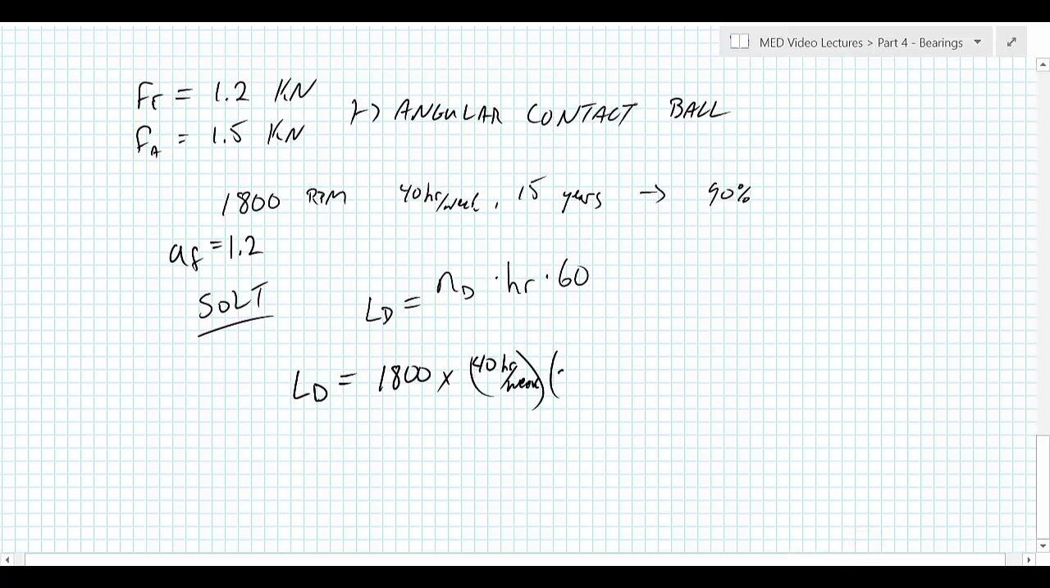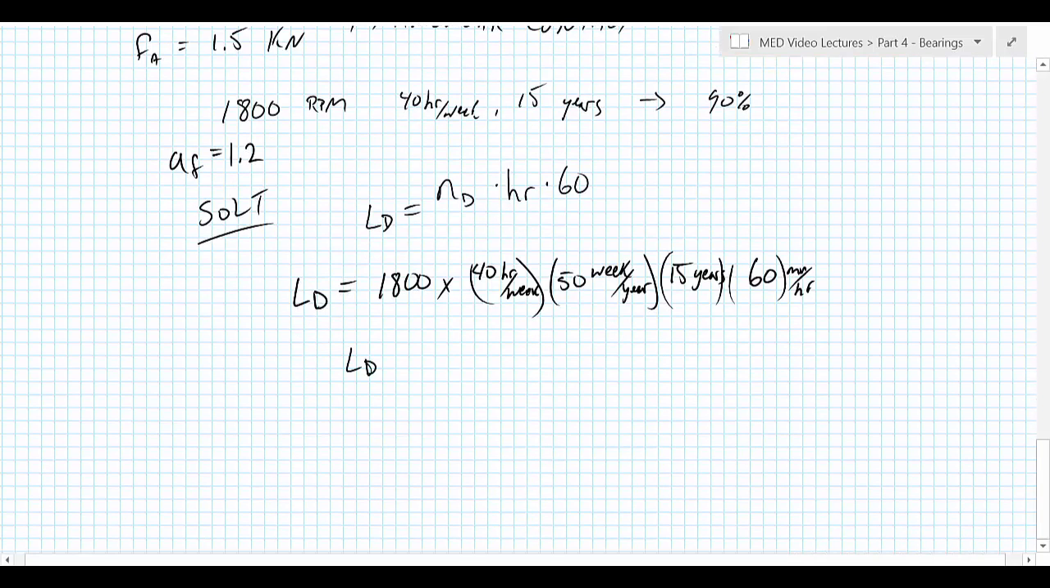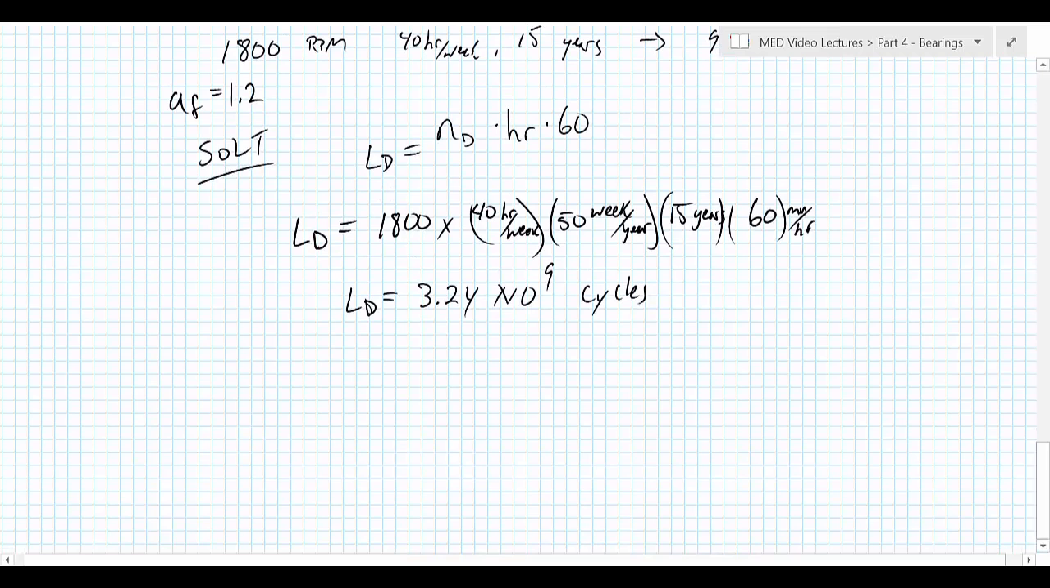There tends to be about 50 work weeks a year if you consider breaks and things like that. And we expect this thing to last for 15 years, but we want the revolutions in minutes. So there's 60 minutes in an hour. We can multiply all these things together and come up with a desired life that we want to get out of this bearing of 3.24 times 10 to the 9th cycles or revolutions. So if this is a bearing where the inside is spinning, then our V equals 1, and I already said that our application factor is 1.2.